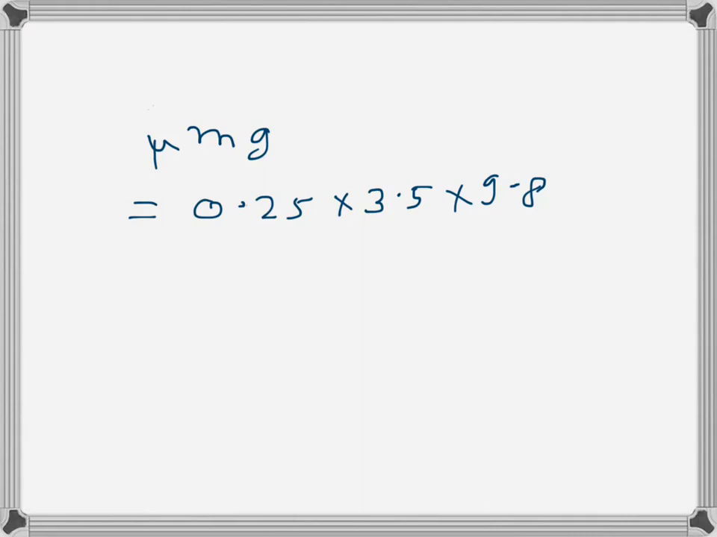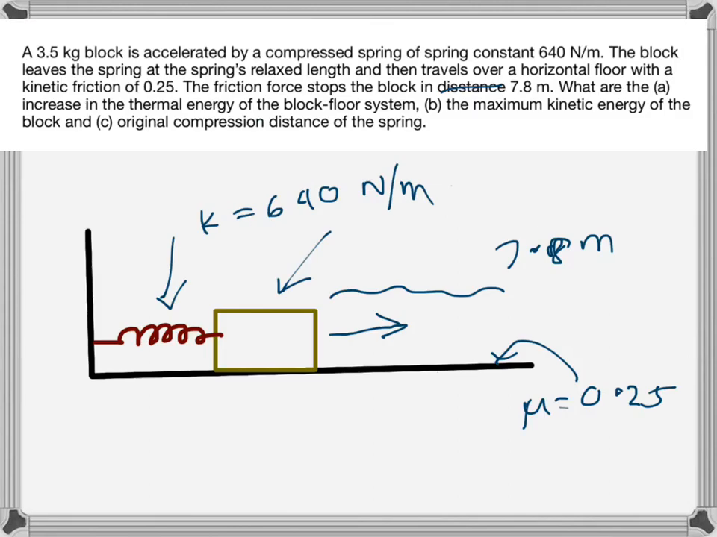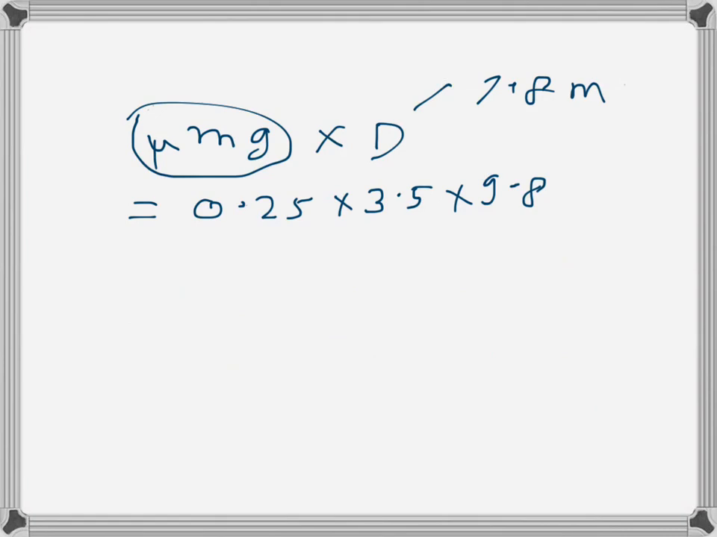That's the kinetic friction force, and when multiplied by the distance traveled, d, which is 7.8 meters, it will give the energy. We know it goes for 7.8 meters due to the frictional force, and after that it stops. So the frictional force stops it after 7.8 meters of movement. That multiplied by 7.8 gives the thermal energy, the energy due to frictional force. So that will be 67 joules approximately.